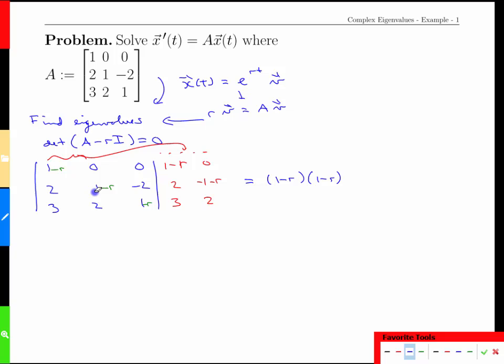Careful, I made a mistake there. So it's just positive 1. And another 1 minus r. Then the next diagonal is actually 0. As soon as we have a 0 factor, it goes away. And we have a third 0 factor as well.